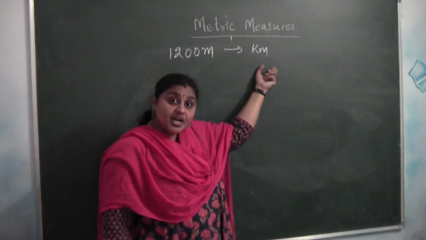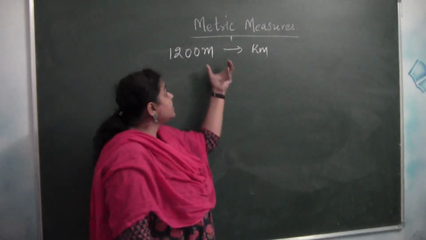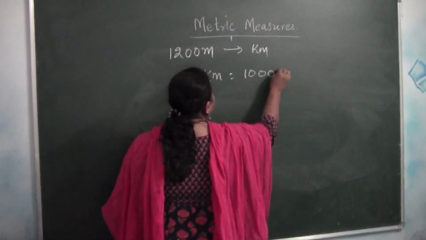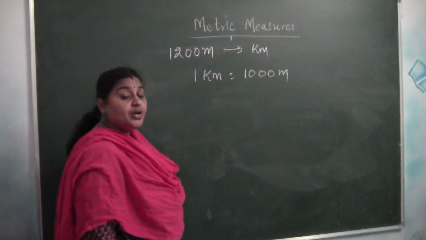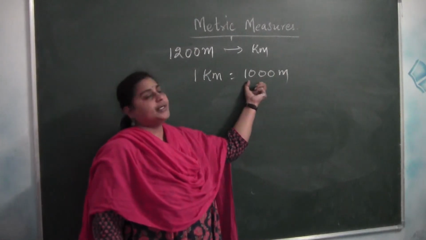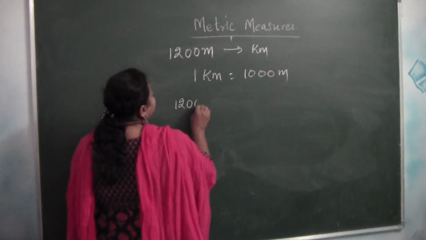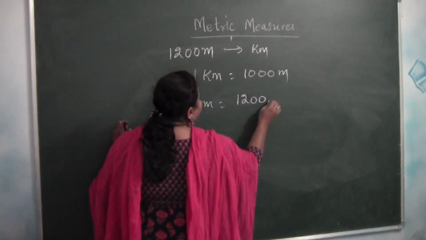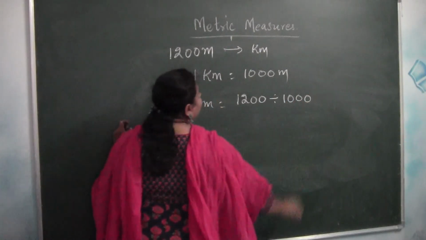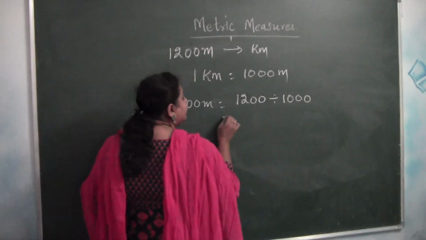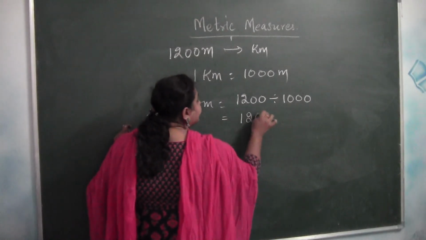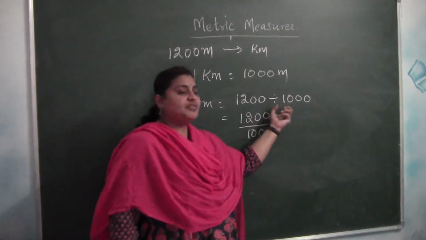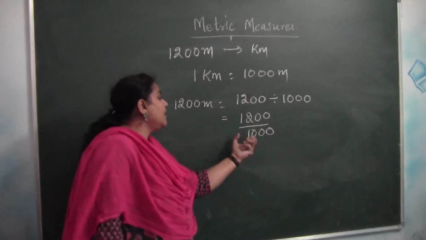Very good. With what are we going to divide? Let us see what the relation is. 1 kilometer is equal to 1000 meters. So we are going to divide with 1000. Now 1200 meters is equal to 1200 divided by 1000. Am I right? I can write it as 1200 by 1000, children. By is nothing but division.